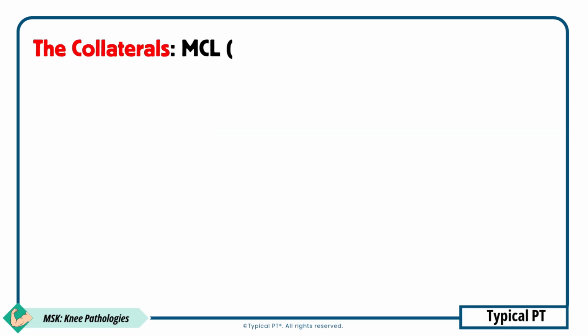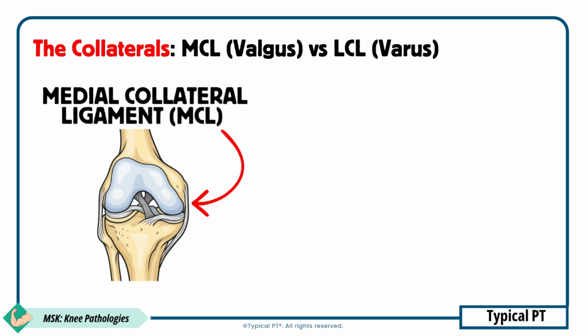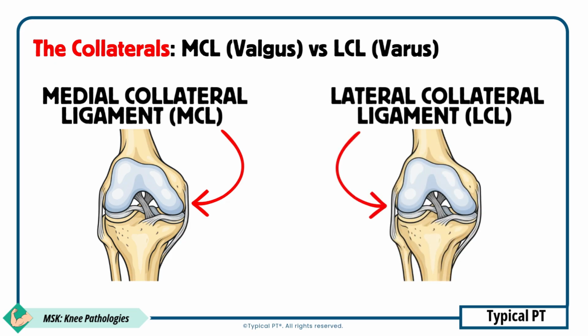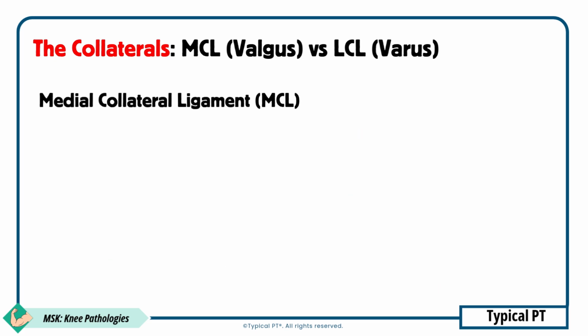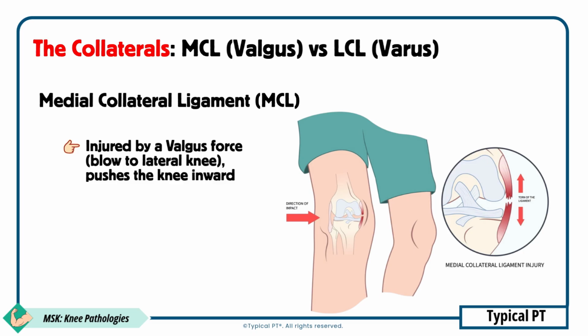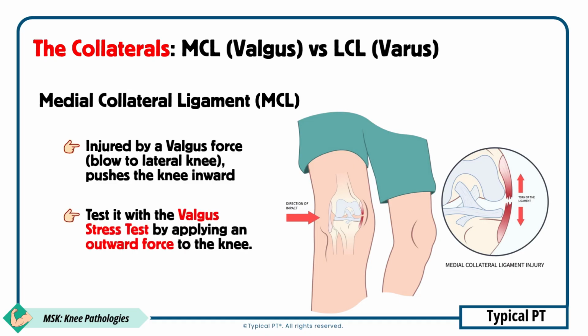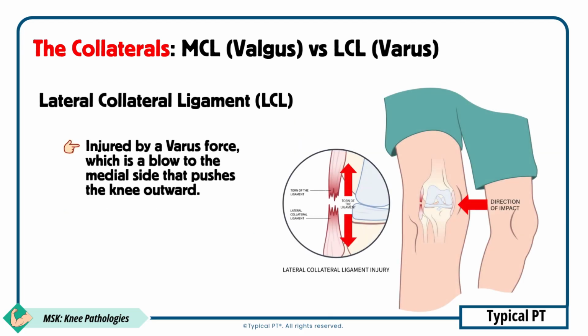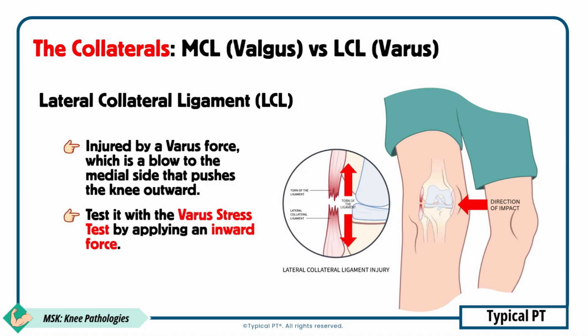Now let's compare the collateral ligaments. The medial collateral ligament, or MCL, and the lateral collateral ligament, or LCL, provide side-to-side stability. The MCL is injured by a valgus force, which is a blow to the lateral side of the knee that pushes the knee inward. You test it with the valgus stress test by applying an outward force to the knee. The LCL is injured by a varus force, which is a blow to the medial side that pushes the knee outward. You test it with the varus stress test by applying an inward force.